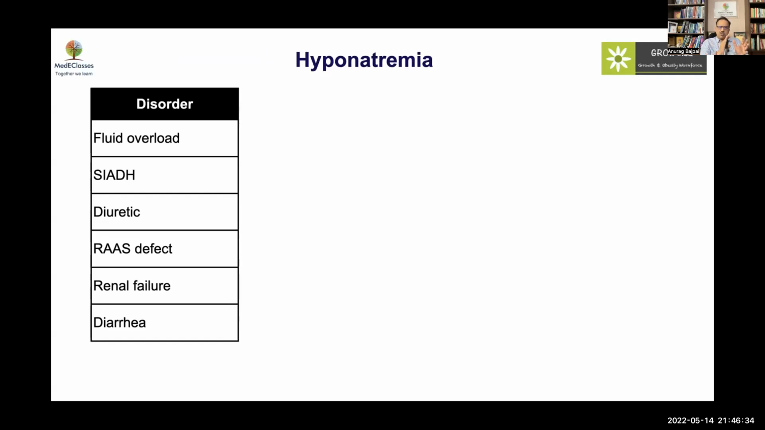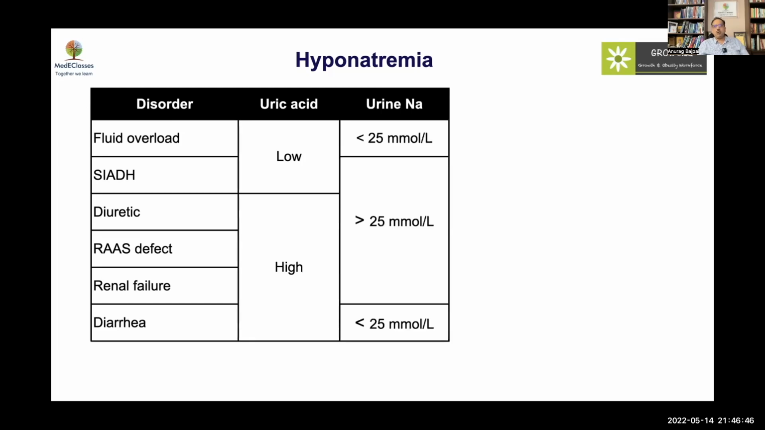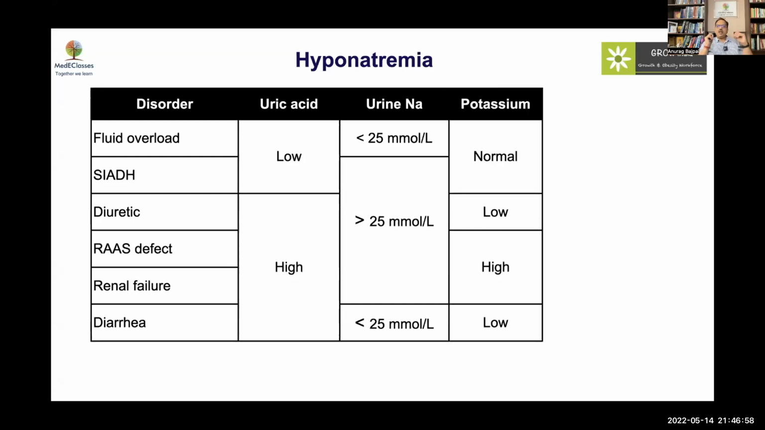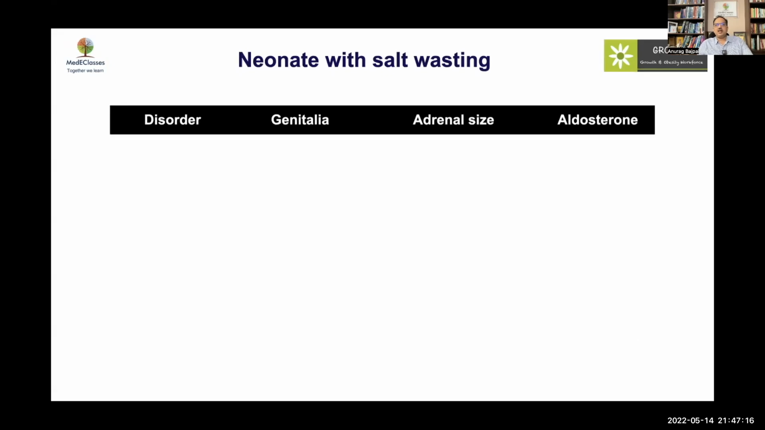Now, if I summarize all the conditions and which tests will help us make the diagnosis, uric acid will be high in all, unless it is in the setting of fluid overload or SIADH, where it will be low. Urinary sodium will be low if you have fluid overload, which is third space, or there is extrarenal loss. Otherwise, the urinary sodium will be high. Potassium: anybody with hyponatremia with hypokalemia, think of a GI loss or a tubulopathy. Anybody with hyponatremia and hyperkalemia, think of a renal problem or a RAS defect. And hemoglobin, as I said, if it's high, it's hemoconcentration. Think of a diuretic use or fluid loss.